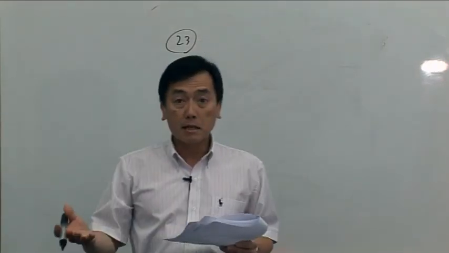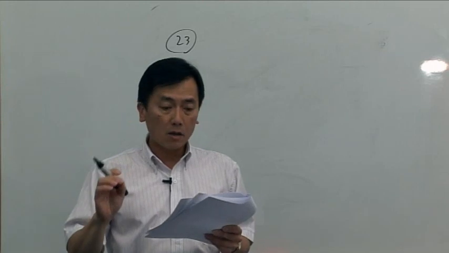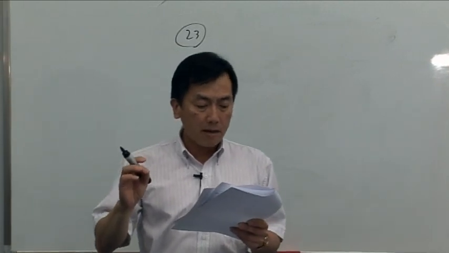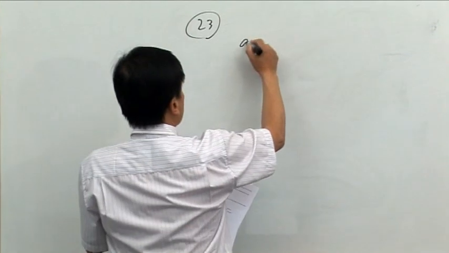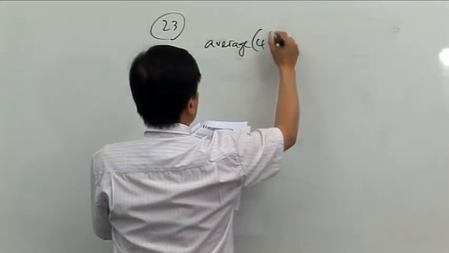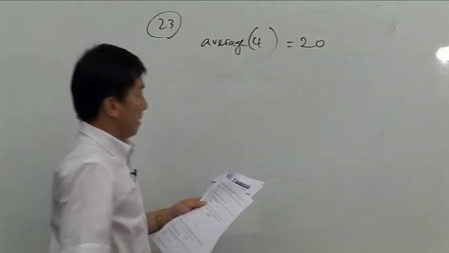Now let's read through this together. The average mass of 4 bags of fruit is 20 kilograms. A fifth bag of vegetables has a mass of 30 kilograms. What is the average mass of the 5 bags of fruit and vegetables? Now we are told that the average of the first 4 bags of fruit equals 20 kilograms.